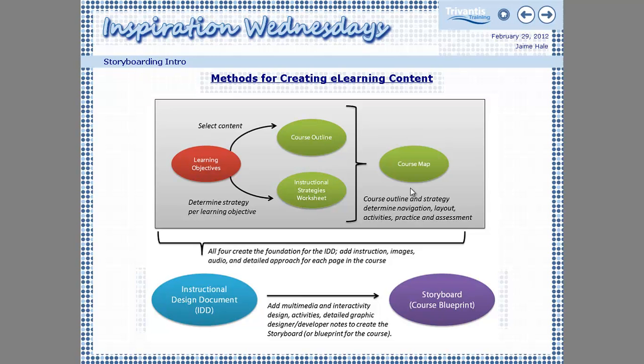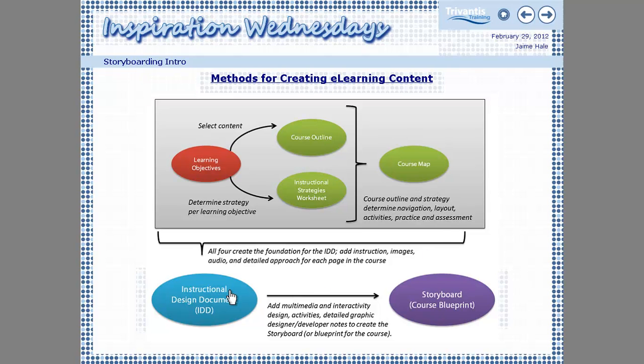And then that's going to tie together to create what we call a course map. A course map uses that course outline and the strategies worksheet to design a course map which will define the pages, activities, practice, demonstrations, simulations, animations, etc., which will be in the course. Now, the course map will also show how the course flows, so thus how the learners will navigate through the course.